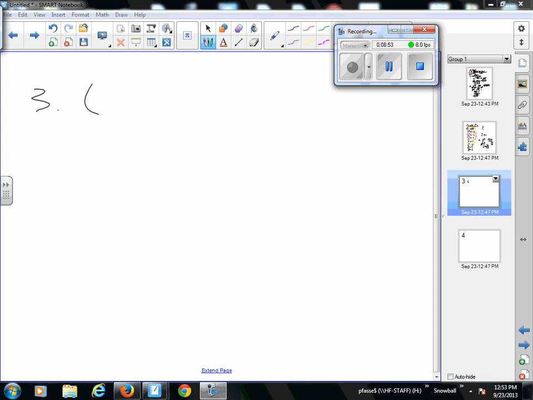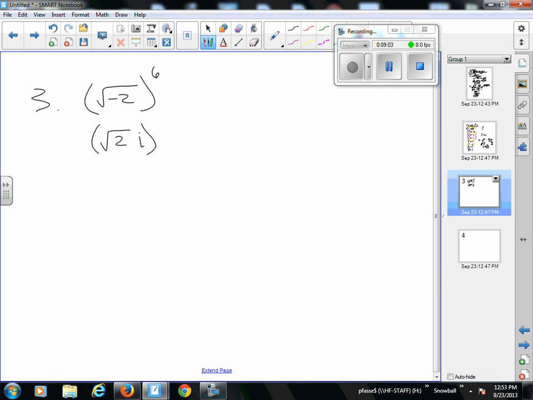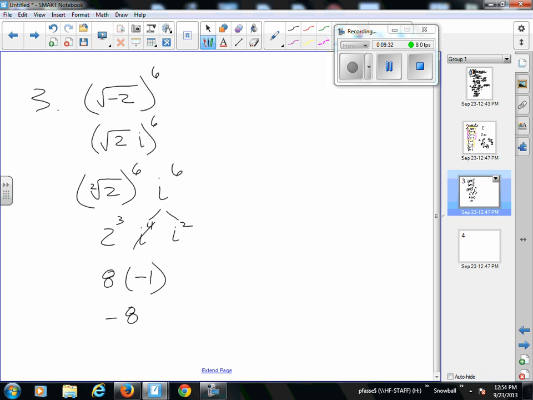For the next one, we have root negative 2 to the 6th power. Once again, we don't know how to work with the root negative, but we do know how to work with I, so we break that down into root 2 times I to the 6th power. And now we distribute the 6th to root 2 and to I. Root 2 to the 6th, remember our index is 2 and we divide them, so that would be 2 to the 3rd. I to the 6th, if we break that down into I to the 4th times I squared. 2 to the 3rd is 8, I to the 4th equals 1, I squared equals negative 1, 8 times negative 1 will give us negative 8.